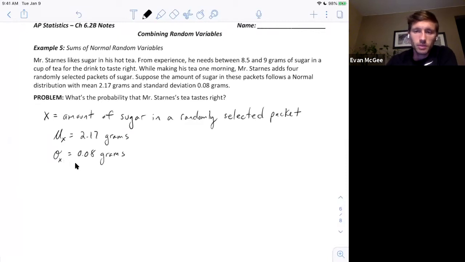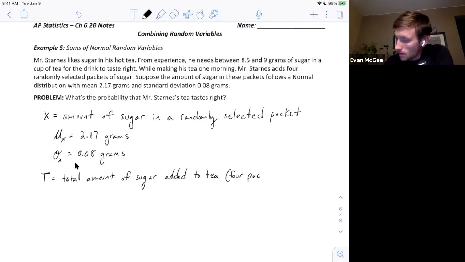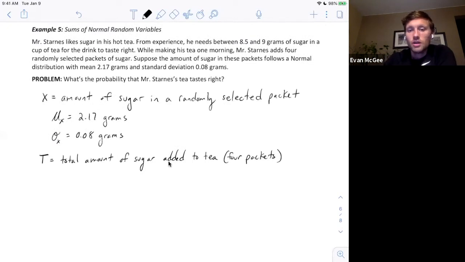But what we're doing here is Mr. Starnes is picking 4 packets of sugar. So we need to come up with a new variable that describes him picking 4 packets of sugar and how much sugar is in all 4 packets. So I'm going to write out another equation to represent that value. T is the total amount of sugar of all 4 packets that's added to the tea. And what a lot of people think is the equation for T is going to be T equals 4 times X. But that is actually wrong. It is not 4 times X.